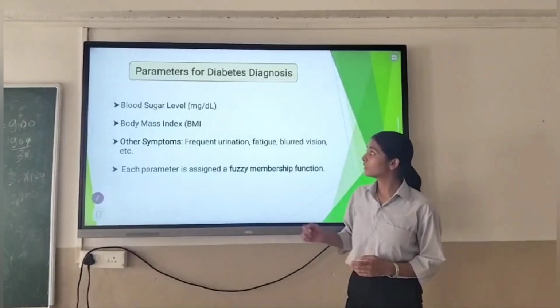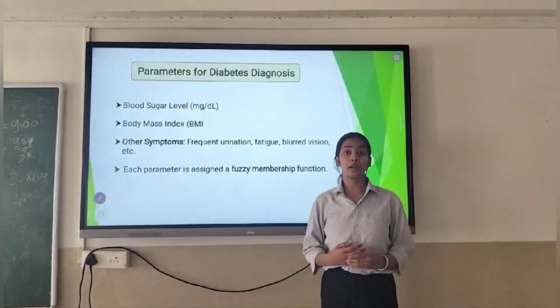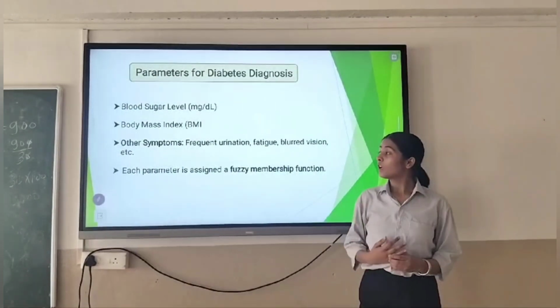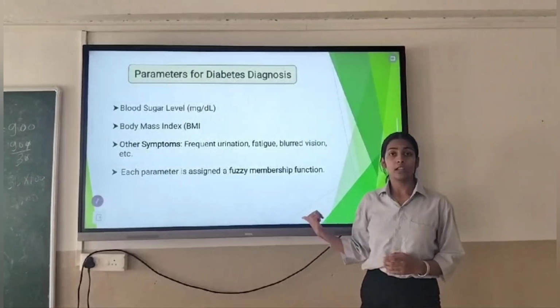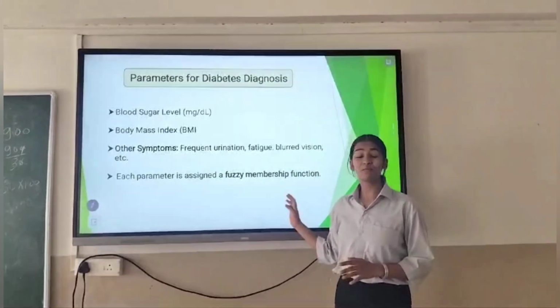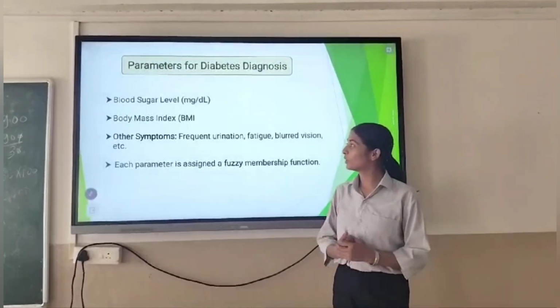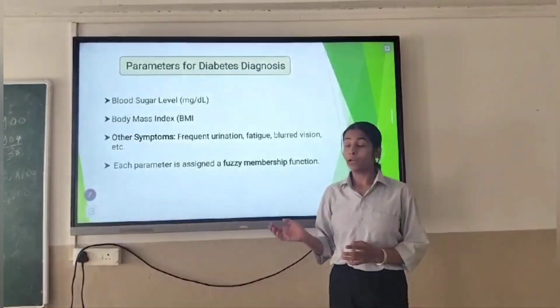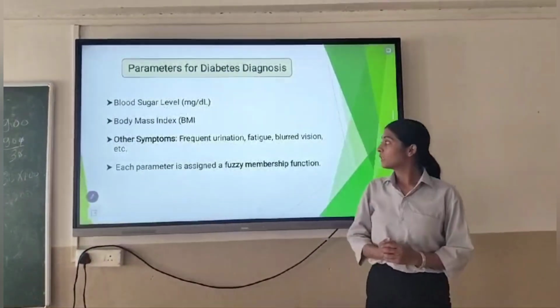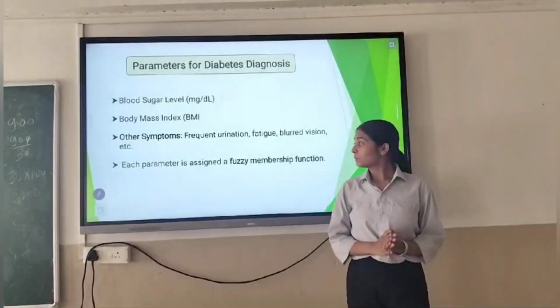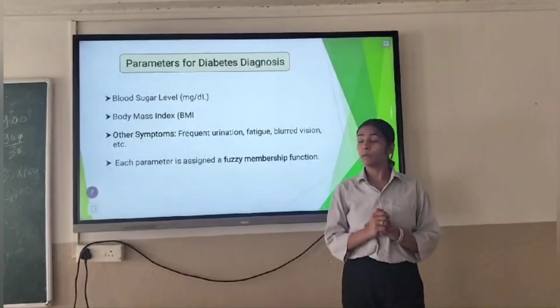So there are certain parameters that allow us to diagnose diabetes, which are blood sugar level, which is the presence of glucose, the sugar, in the blood, and body mass index, which is the ratio of height and body mass. Other symptoms include frequent urination, fatigue, blurred vision. Each of these parameters is assigned a fuzzy membership function.